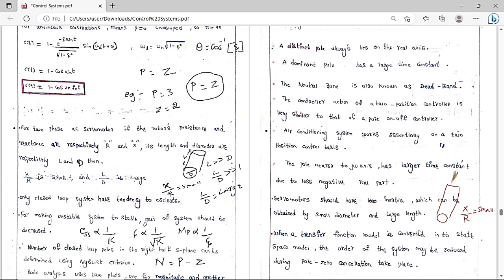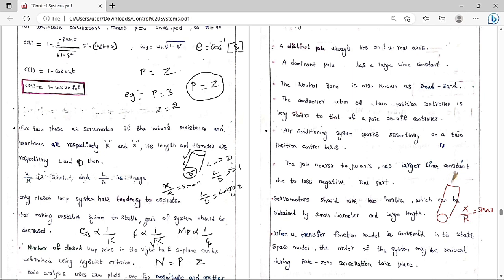The next point is, when a transfer function model is converted into a state space model, the order of the system may be reduced because pole zero cancellation takes place. So basically, when you are trying to convert a transfer function model into a state space model, the order of the system may be reduced because of the pole zero cancellation.